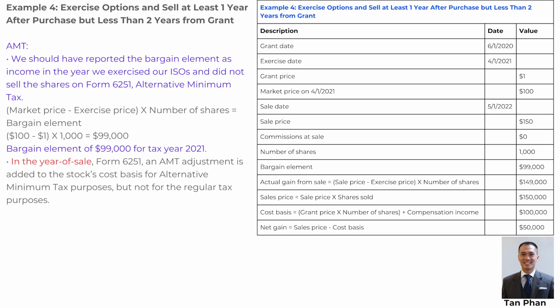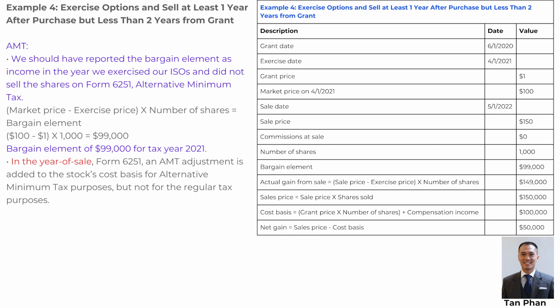AMT. We should have reported the bargain element as income in the year we exercised our ISO and did not sell the shares, on Form 6251, alternative minimum tax. Market price minus exercise price times number of shares equals bargain element. $100 minus $1 times 1,000 equals $99,000. Bargain element of $99,000 for tax year 2021.